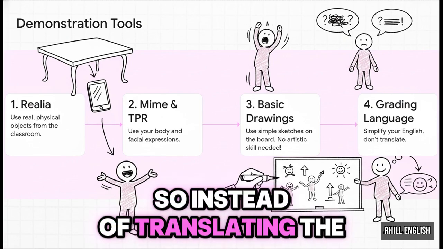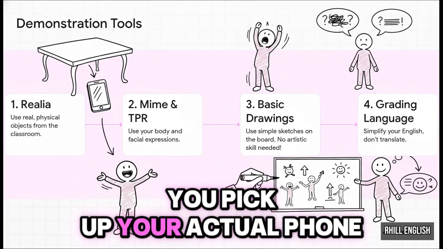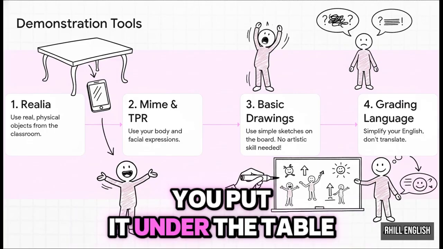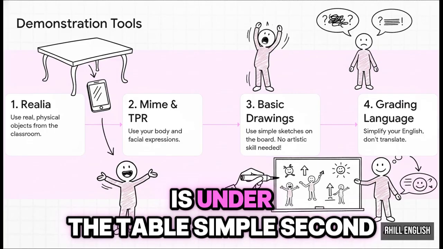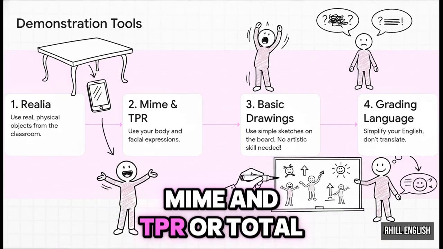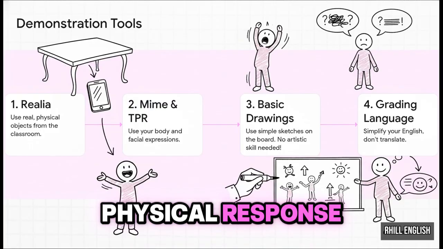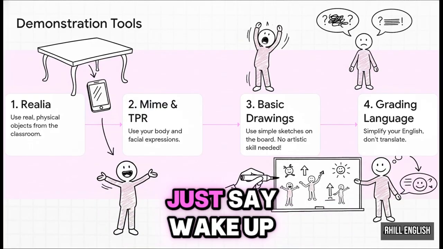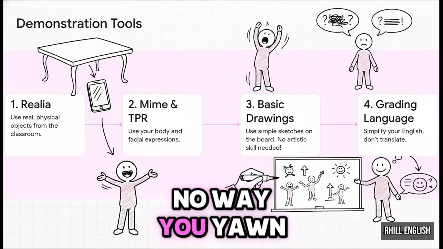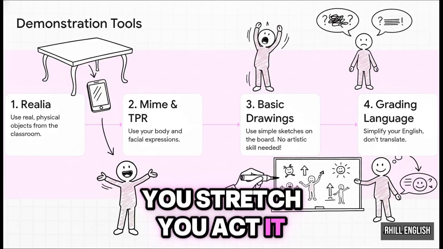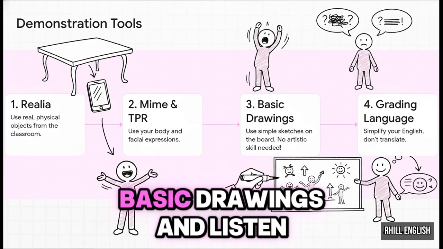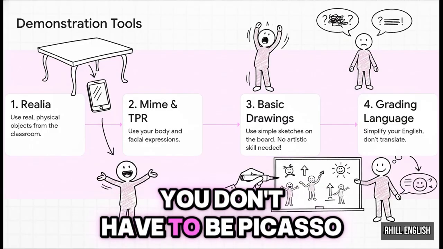So instead of translating the word under, you pick up your actual phone, you put it under the table, and you say the phone is under the table. Simple. Second, Mime and TPR, or total physical response. Use your body. You don't just say, "Wake up." No way. You yawn, you stretch, you act it out. Third, basic drawings. And listen, you don't have to be Picasso.